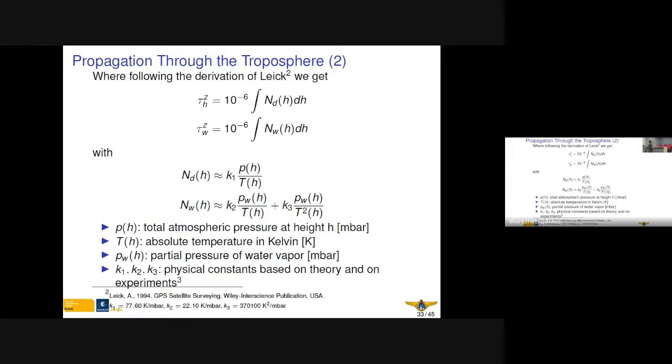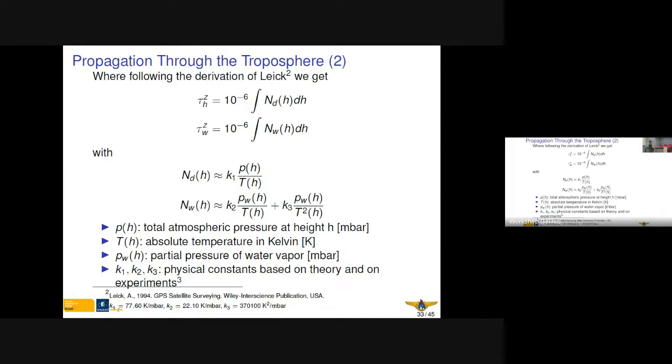Following the derivation from the book, we can get the hydrostatic delay and the wet zenith delay by 10 to the minus 6, and then the integral over N d or N w, where N d is given here below by k1 times p of h divided by t of h. P of h is the total atmospheric pressure at height h in millibar. And t of h is the absolute temperature in Kelvin.